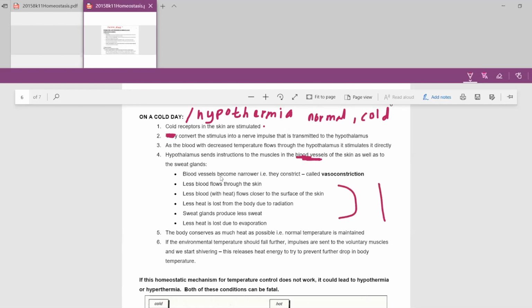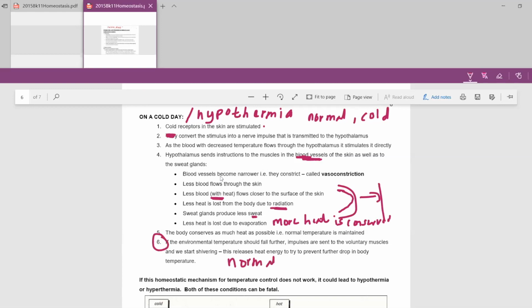And what will happen is less blood now is flowing to the surface of the skin. If less blood is flowing to the surface of the skin, less heat is lost by radiation. And if there's less blood flowing to the skin, the sweat glands will produce less sweat. There will be less evaporation of sweat, less cooling of the body, more heat is conserved. Add this to your notes, please. And you conserve as much heat, and then this will bring your body temperature back to normal.